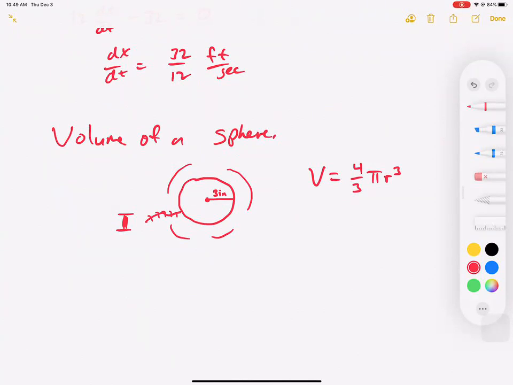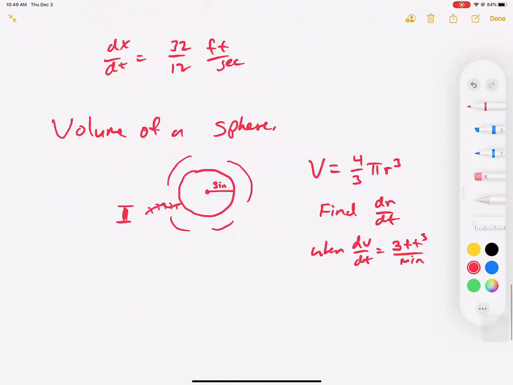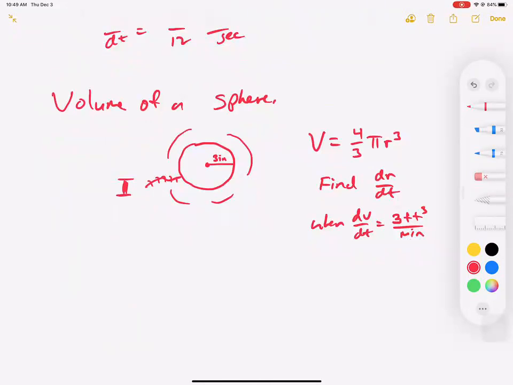Okay, so find dr over dt when dv over dt is equal to, let's say, 3 feet cubed per minute, something like that. Volume is a cube unit. So this is a lot of air, I guess. How fast would my radius be blowing up?